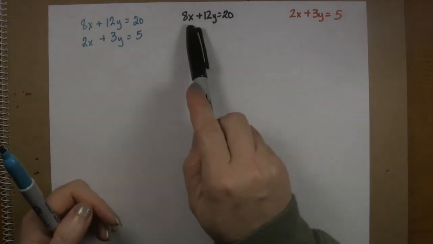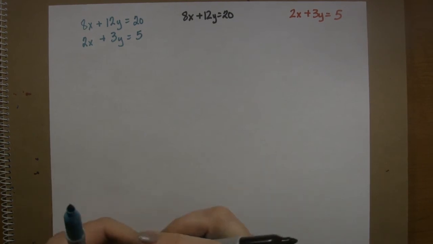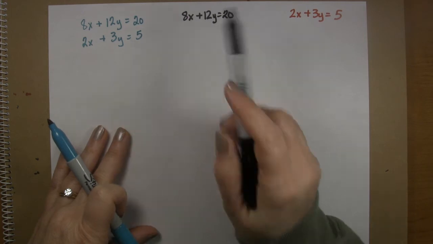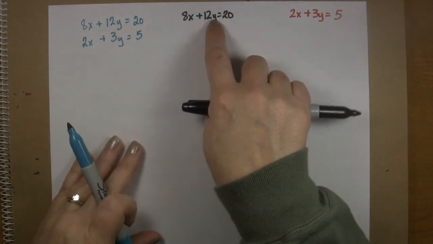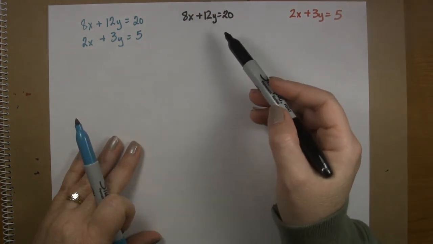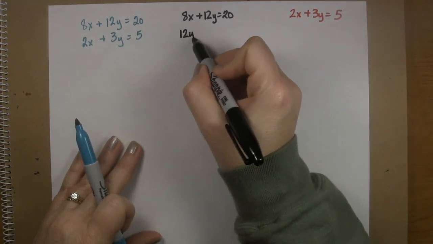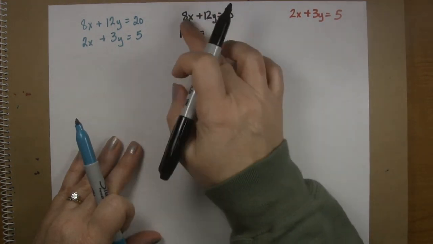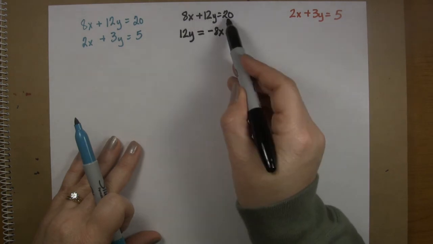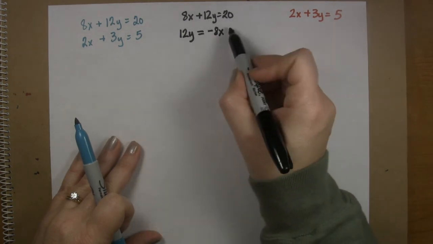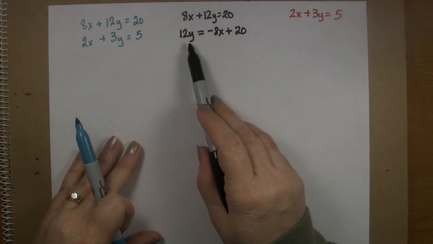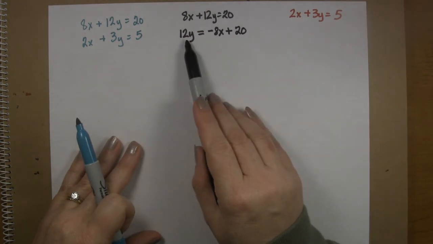All right, so 8x plus 12y equals 20. We want to put it in slope-intercept form. That's our goal. So remember, that means that we want our y by itself. So y is over here, which is awesome. So we just need to get this x over on the other side. So remember, we flip the side, we flip the sign. So we're going to keep 12y on this side of the equation, but we're going to move this 8x to the other side. So that becomes negative 8x. We flipped the side that it was on, so we're also going to flip its sign. The 20 remains positive.